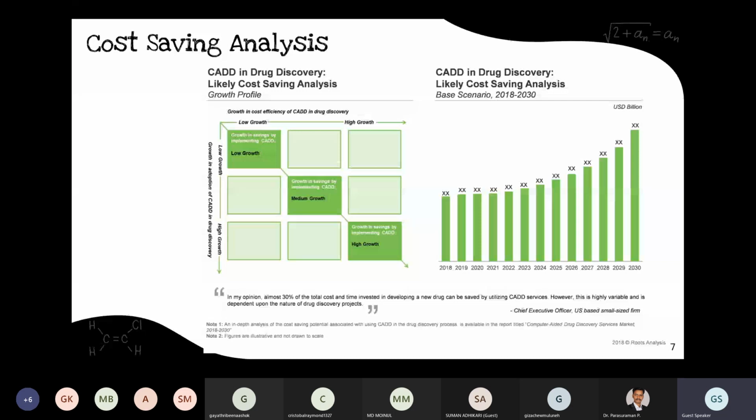So one of the US-based AI companies was telling that almost 30% of the total cost and time invested in developing a new drug can be saved by CAD services, including new technologies. That is what they're looking forward to. And it is also said in a recent publication, I'm talking about market analysis, that there will be an increase of 4.5 billion US dollars by 2025 in the drug discovery market.